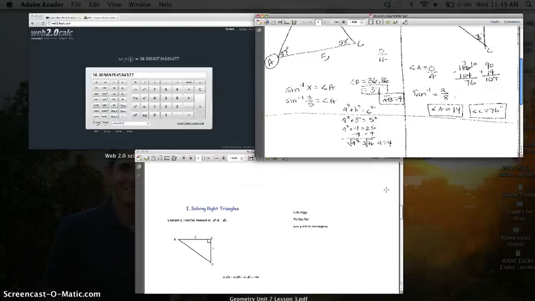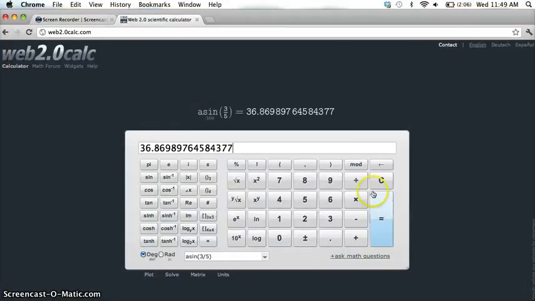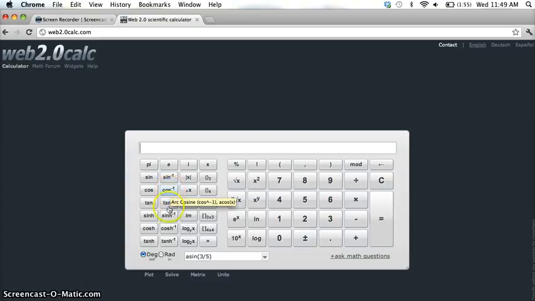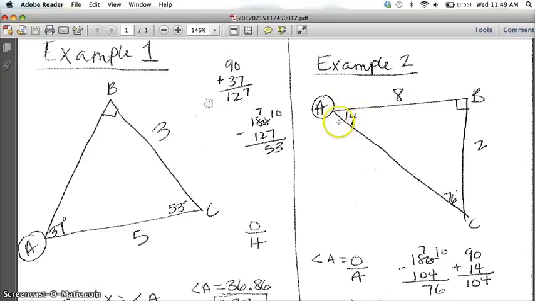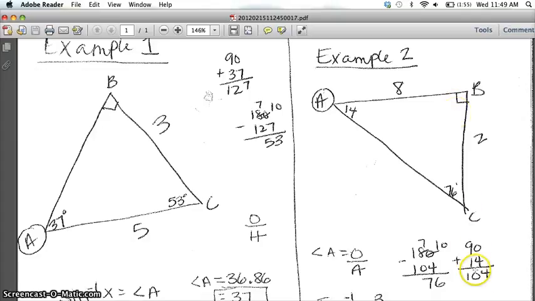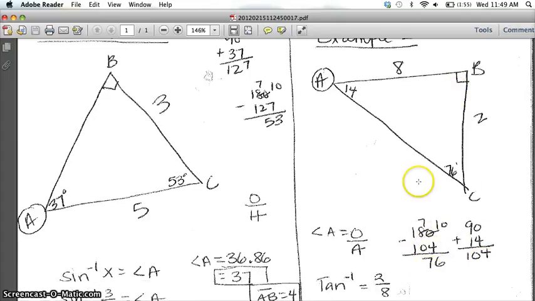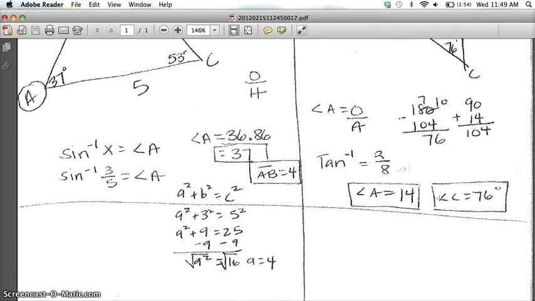Now you need to go to your scientific calculator, and again, when you're trying to find angles, you use the inverse. So inverse tangent, 2 divided by 8. And your angle is 14.03. So I just went ahead and rounded that to 14. And then to find your third angle, you add 14 and 90, and you subtract it from 180. So 90 plus 14 is 104, and you take 180, you subtract 104, and your third angle is 76 degrees.